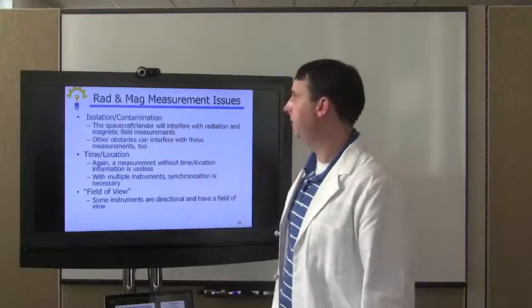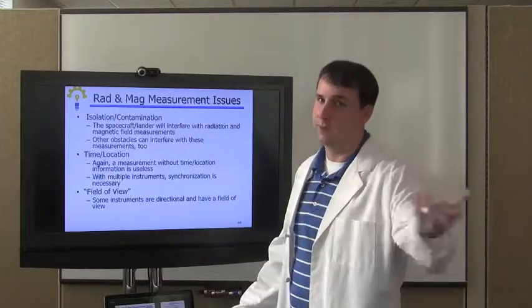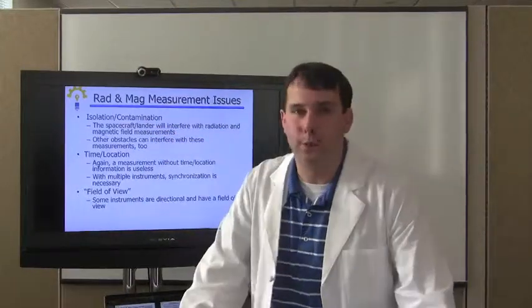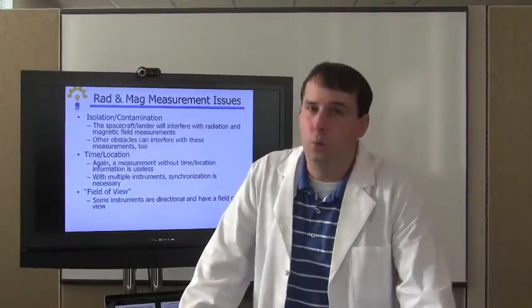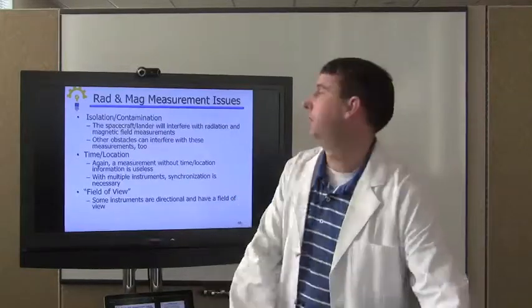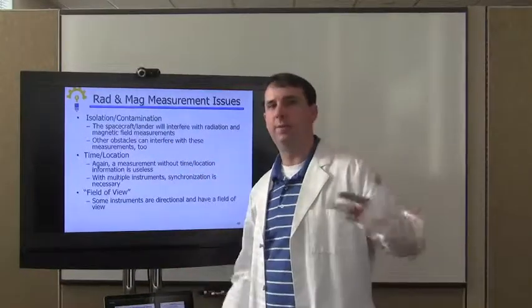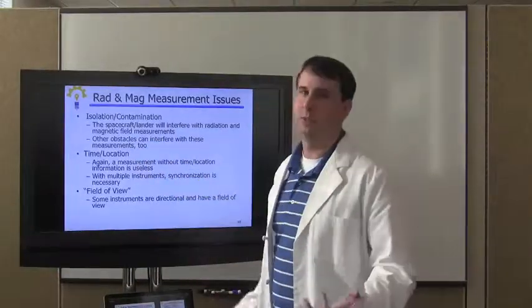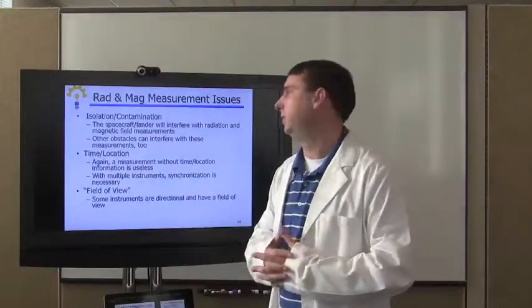Issues with radiation and magnetic field: there's isolation, as I just talked about. The spacecraft or the lander or your probe, your processor will interfere with magnetic field measurements. Also radiation, the spacecraft is going to emit its own radiation because it's going to have a nuclear power source on board. Other obstacles can get in the way of these measurements as well.